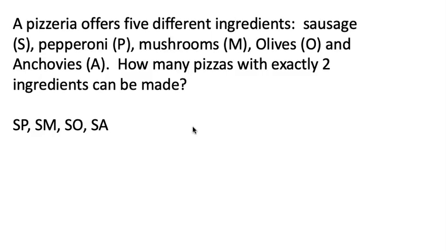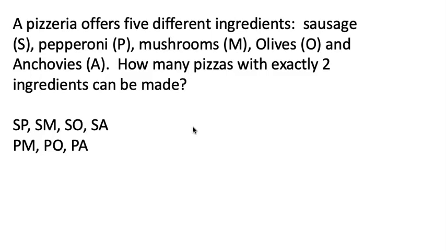So pepperoni and sausage has been used. Order doesn't matter here. The ingredient you say first or the ingredient you say second doesn't make a difference. So sausage pepperoni is the same as pepperoni sausage. So in this example, pepperoni sausage is not a different pizza, it's the same one. So our next different pizza would be pepperoni mushroom, then pepperoni olives, and pepperoni anchovies. Now we've used pepperoni on 4 different pizzas, that's all we're going to have.